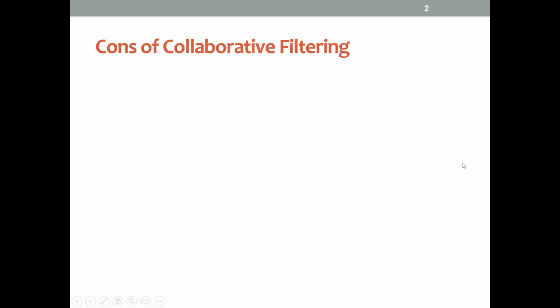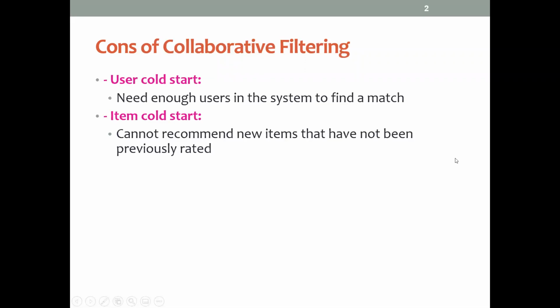On the other hand, we have the collaborative filtering approach. This is the second type of recommender system that we talked about, and it also has its own disadvantages. For example, it can be subject to the user cold-start problem. So it basically needs enough users in the system to find a match and to perform well. Similarly, it can suffer from the item cold-start problem. So basically, it cannot recommend new items that have not been previously rated.